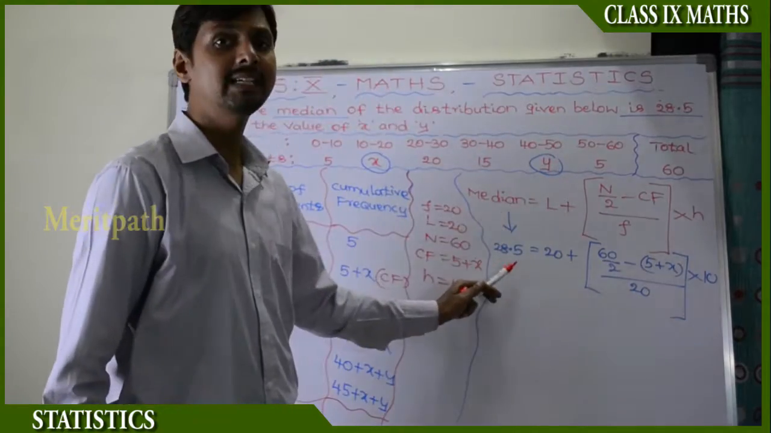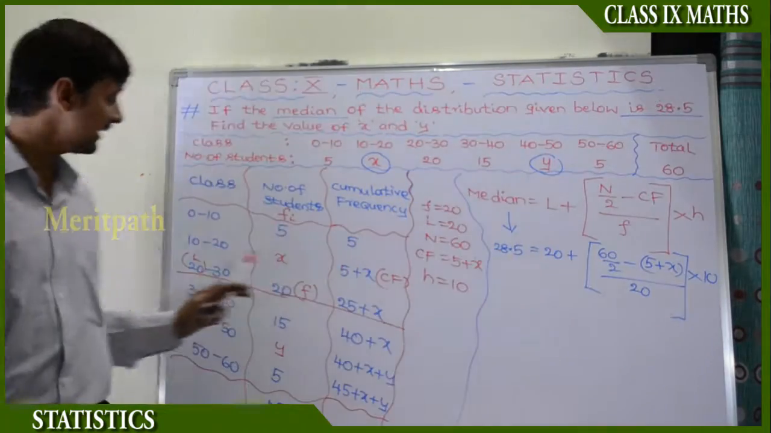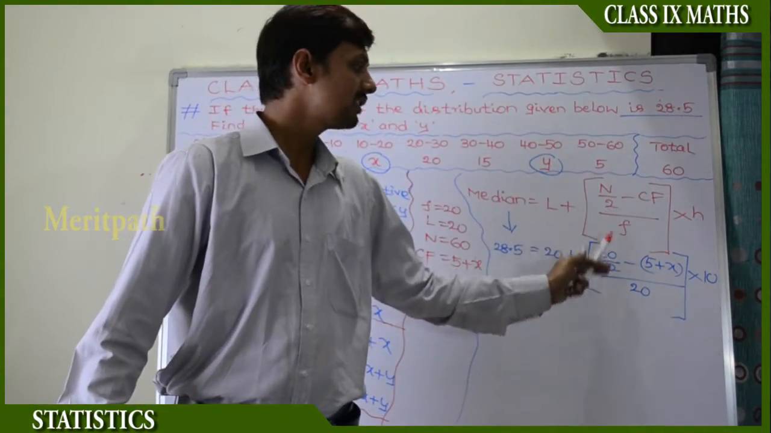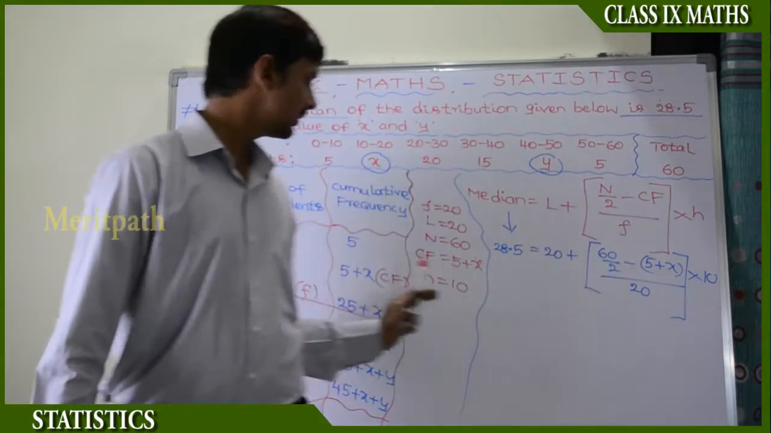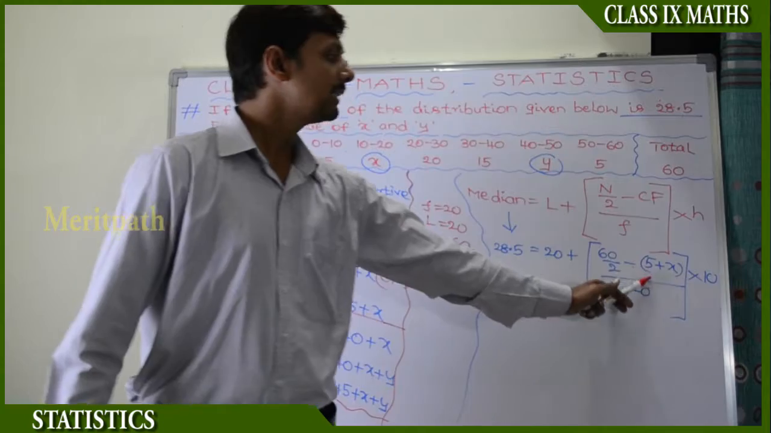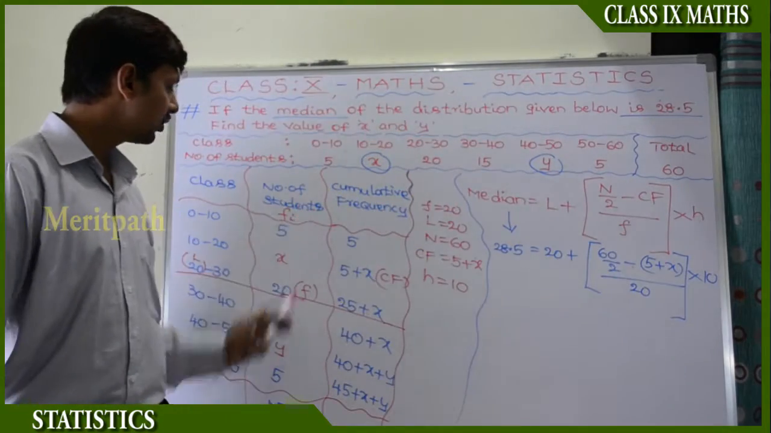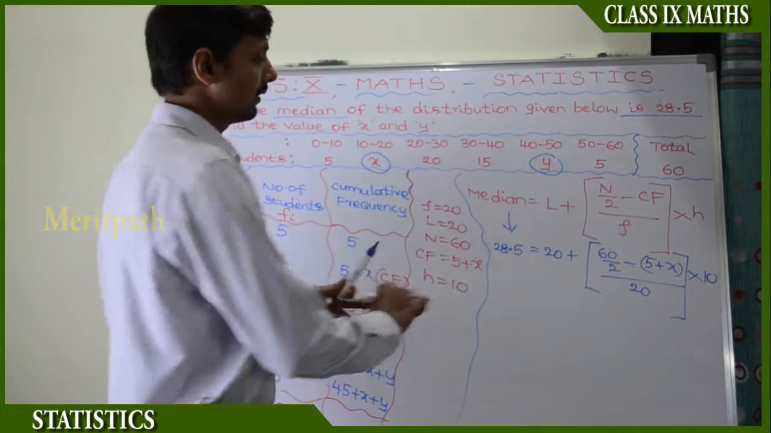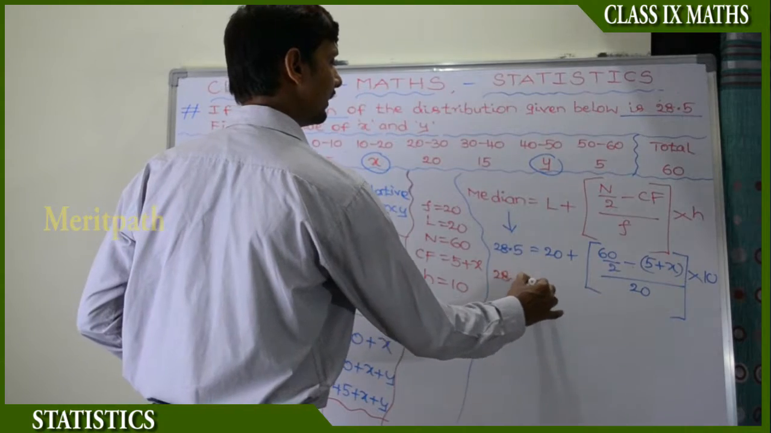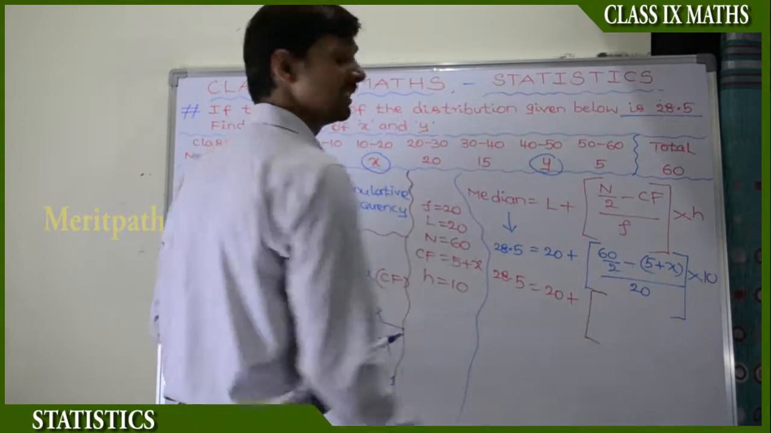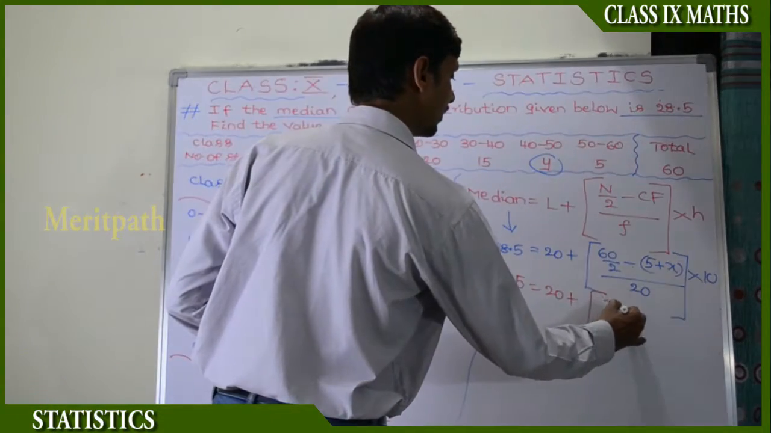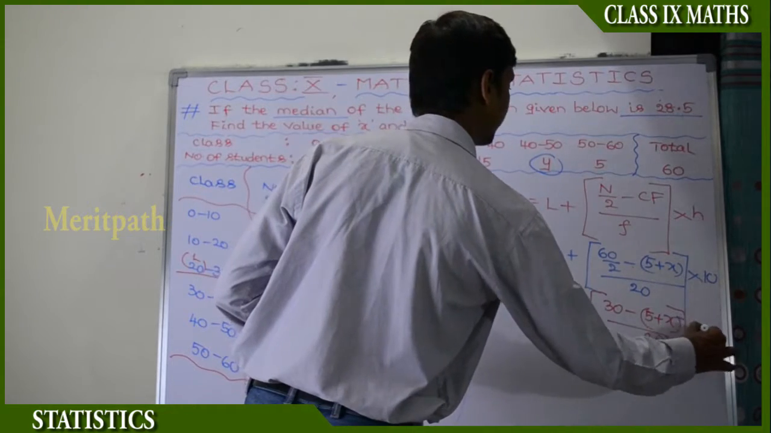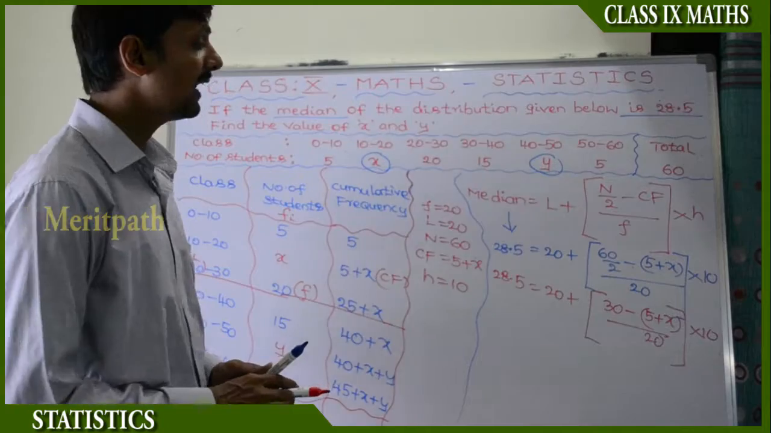Let's recall again, this is the median 28.5, the lower boundary of the class is 20, so we have taken 20, and N, the sum of the frequencies, we have taken 60. 60 divided by 2 minus CF, which is 5 plus x, divided by small f, the frequency of the median class 20, into h, the class interval. So let's simplify this. 28.5 is equal to 20 plus 60 divided by 2 is 30 minus 5 plus x divided by 20 into 10. So here we need to find the value of x.